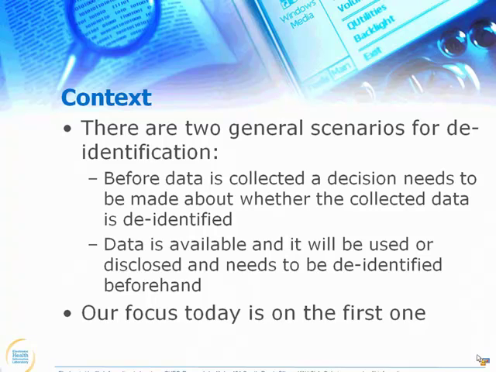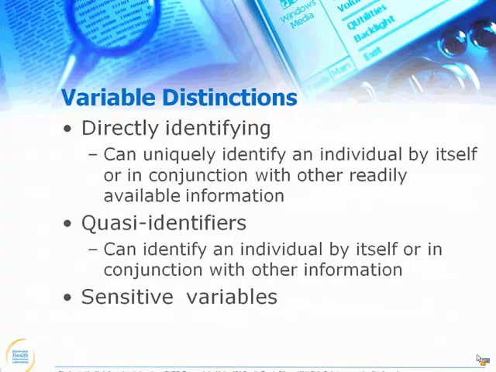So at a high level, when we are considering a data set, we classify the variables into three groups. This is a high level classification, but it's useful. The first type of variable are the directly identifying variables. These are variables that can uniquely identify an individual by themselves, or in conjunction with other readily available information. Things like names would be considered directly identifying variables.